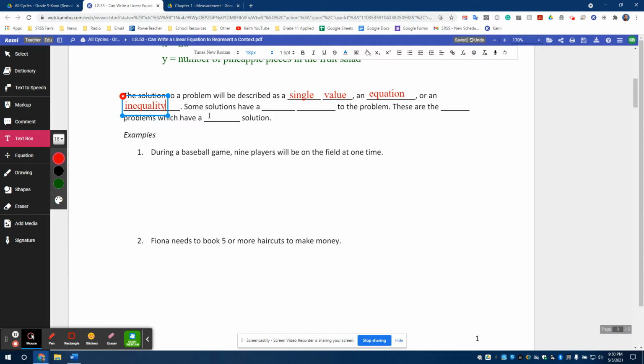I'm not going to deal a lot with inequalities. We'll do a little bit, and there's a couple questions in your assignment that deal with inequalities as well, but that is a little bit on the side. We're not going to worry too much about that right now. Mostly we're going to look at an equation, sometimes as a single value. Some solutions have a single answer to the problem. These are what we might consider the most basic of problems, and they have a simple solution. They're fairly straightforward.